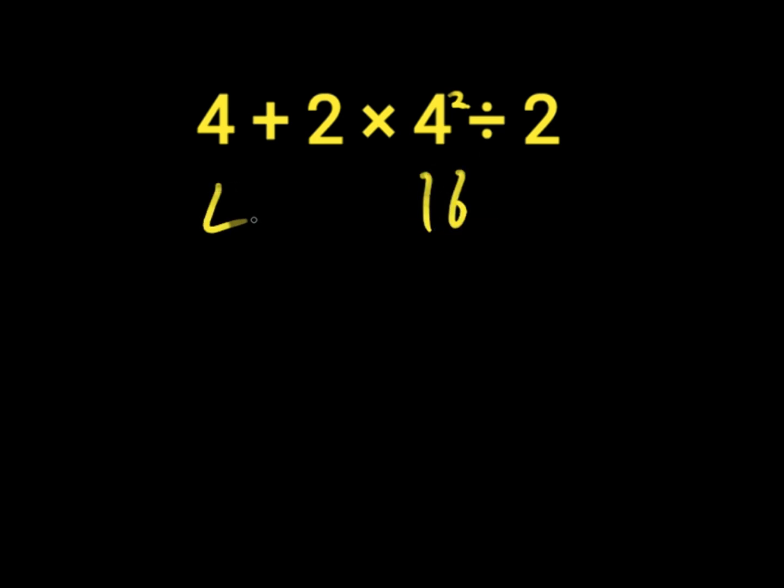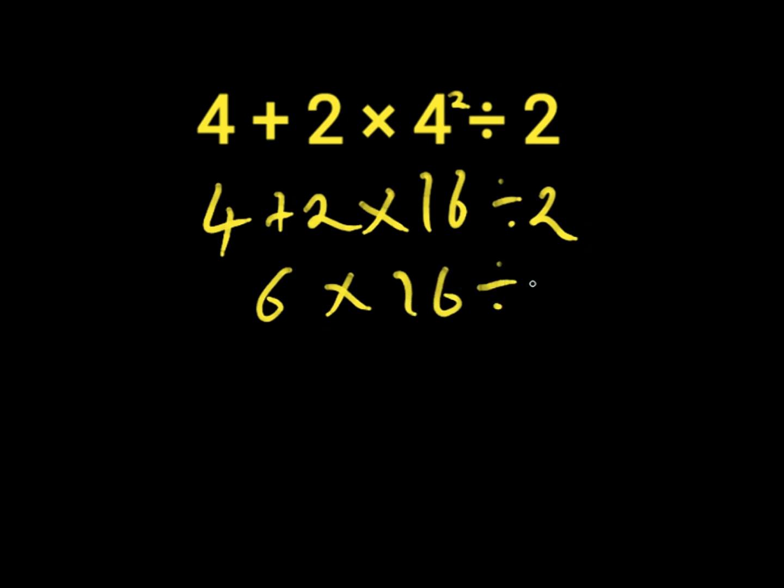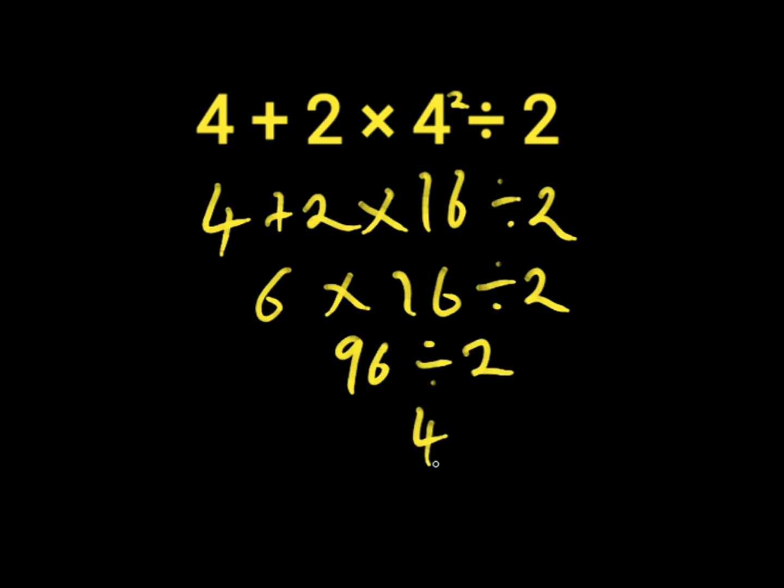Then we have 4 plus 2 times 16 divided by 2. 4 plus 2 will give us 6. Then 6 times 16 divided by 2. 6 times 16 will give us 96. 96 divided by 2 will give us 48. So 48 is the right answer to this question.